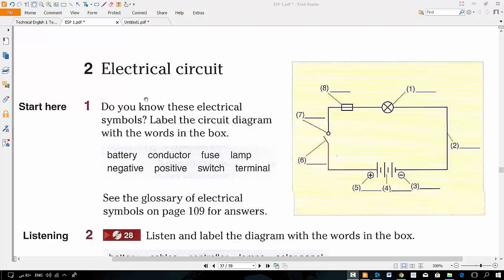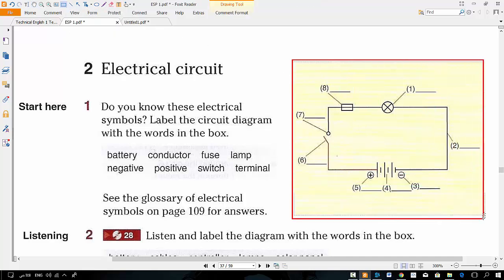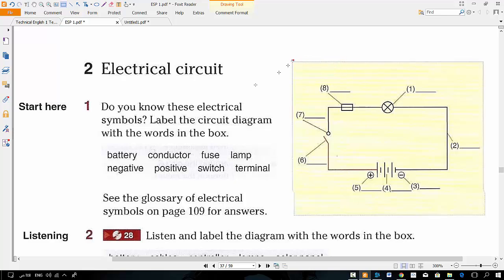Bismillah ir-Rahman ir-Rahim. Unit 5. Listen to electrical circuit. Electrical circuit. الدائرة الكهربائية. This is a picture for an electrical circuit. Start here. 1. Do you know these electrical symbols?